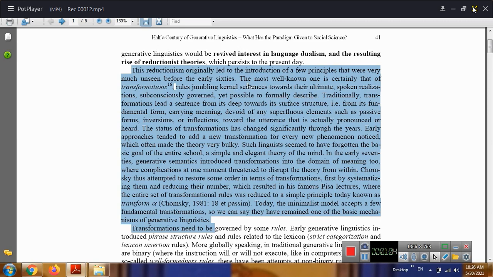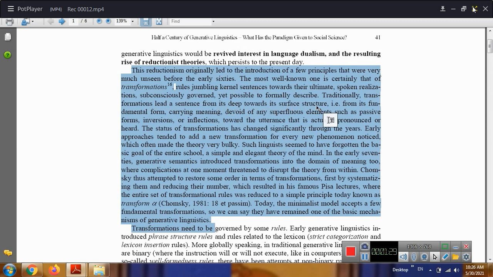Here you can see the function of transformation. Transformations are rules that take kernel sentences toward their ultimate spoken realization and are subconsciously governed. And traditionally, transformations led a sentence from its tip toward its surface structure.